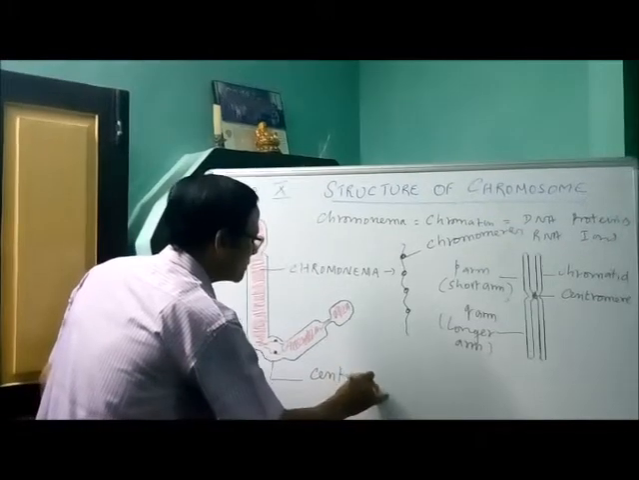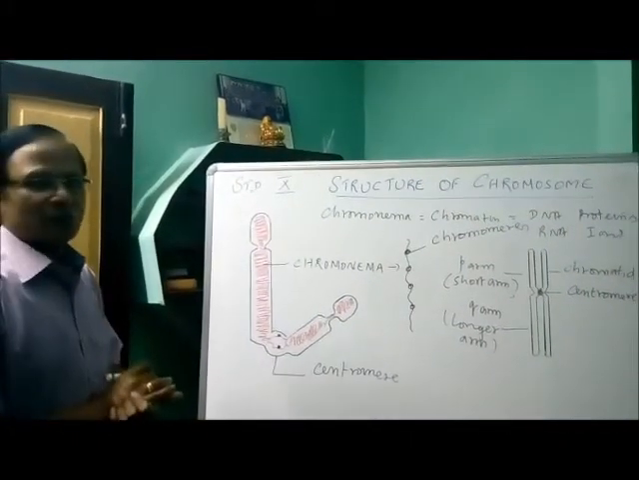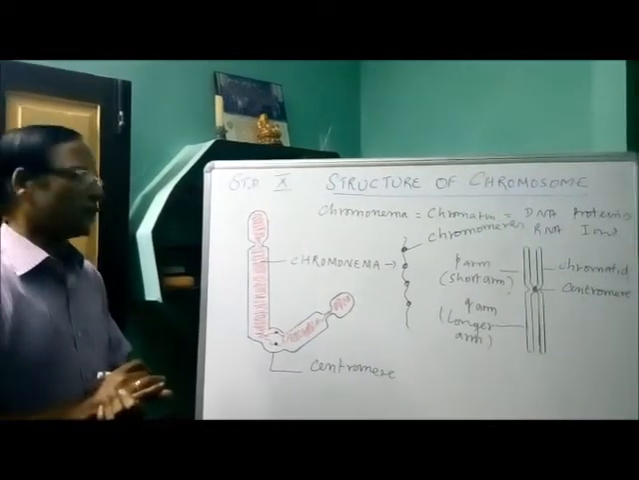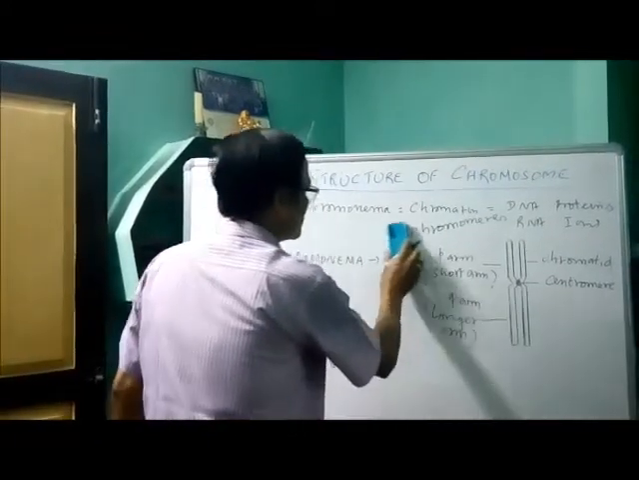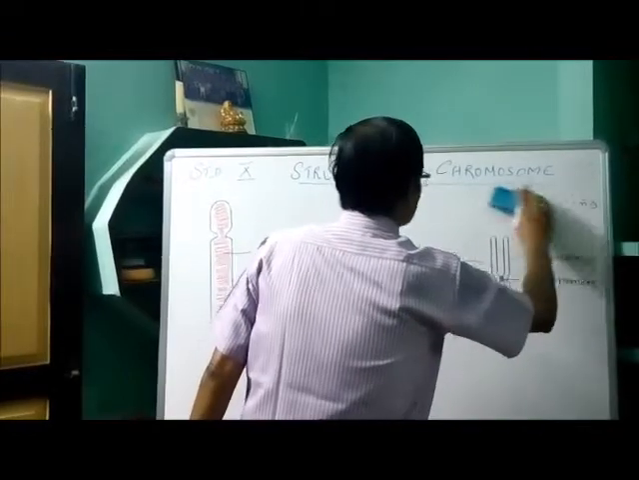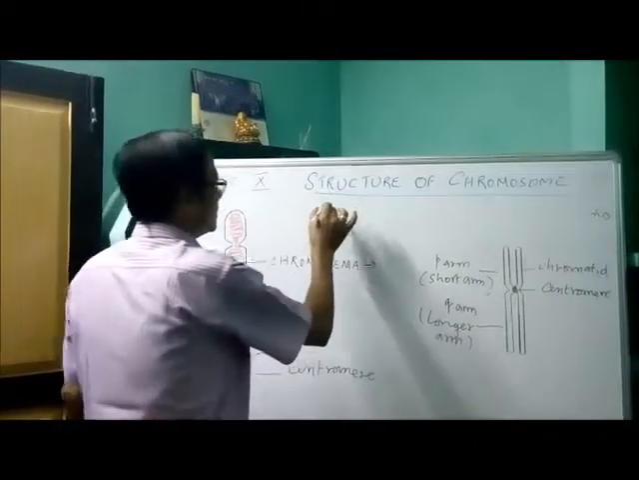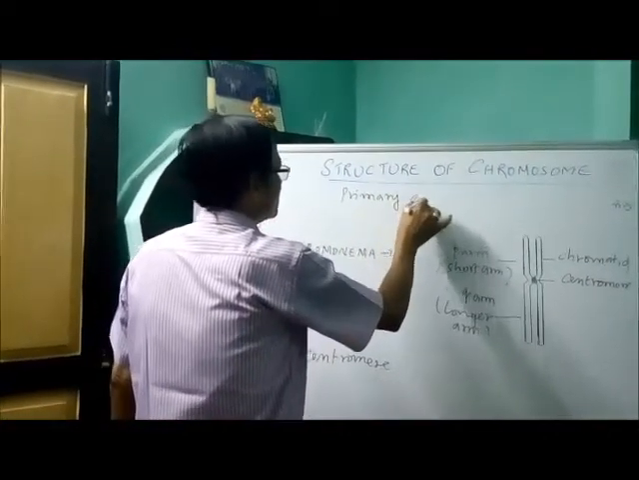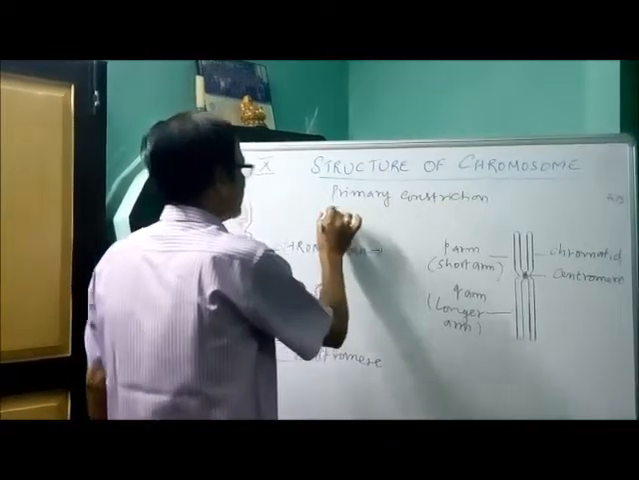Centromere. So in a chromosome, we have constricted regions. The constricted regions are classified into two types: primary constrictions and secondary constrictions. So the narrow regions present in the chromosome are of two types: one, primary constriction, another one, secondary constriction.